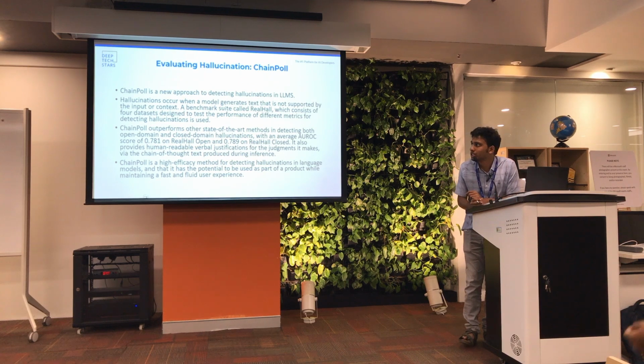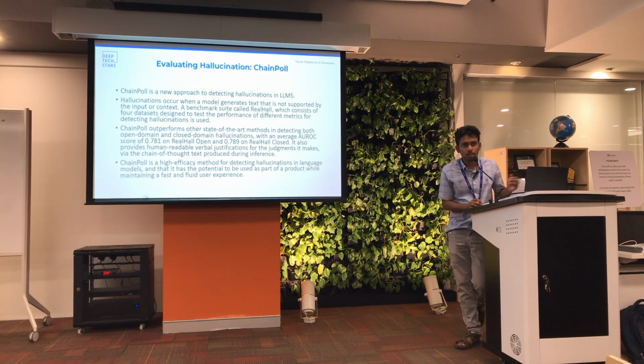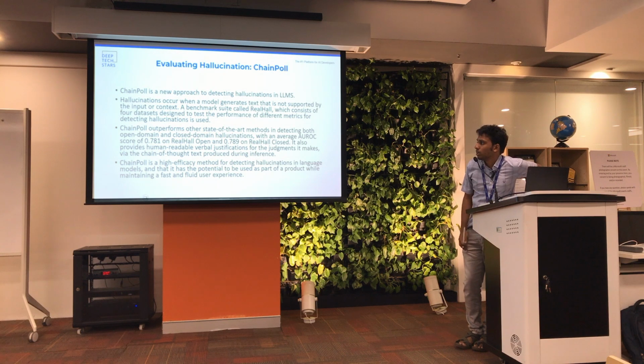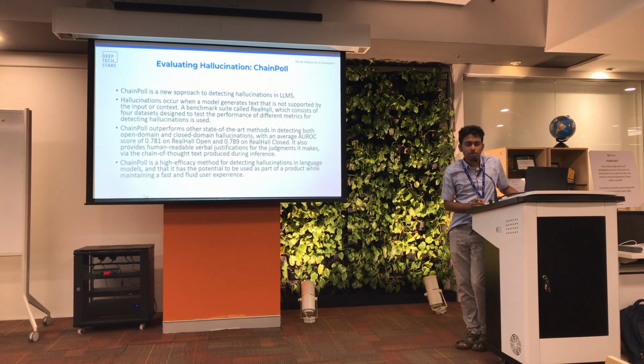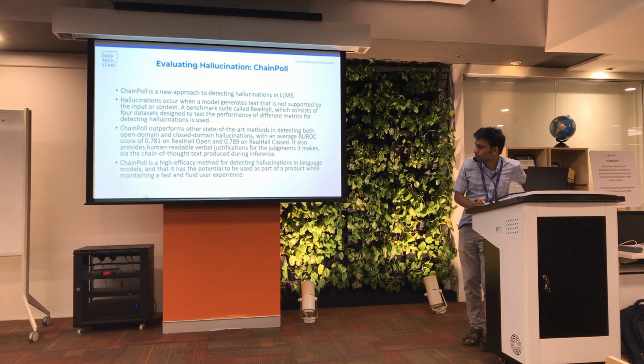Okay, the next thing is ChainPoll, which is something new and does not need as much computation power as the other methods. So with ChainPoll, you can see the scores and the AUROC scores, and RealHall is the dataset that they created because they are arguing that the current datasets that we had are not that good. So we'll get into how ChainPoll works.